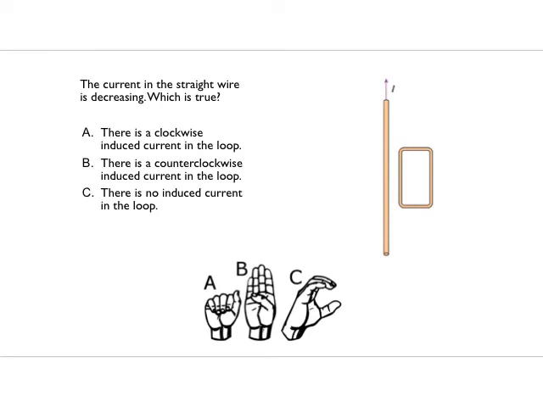If the current in the straight wire is decreasing, what does that imply about the current in the loop? Think about it. I'll be back.